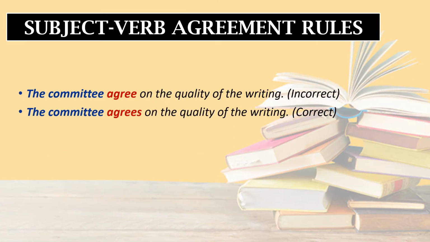Next example. The committee agree on the quality of the writing. Committee is singular. Therefore, we need to have the singular verb. So instead of using agree, we have to use agrees. The committee agrees on the quality of the writing.